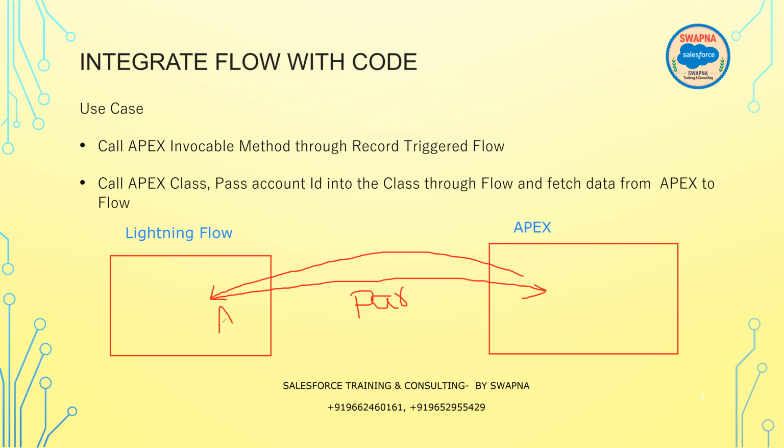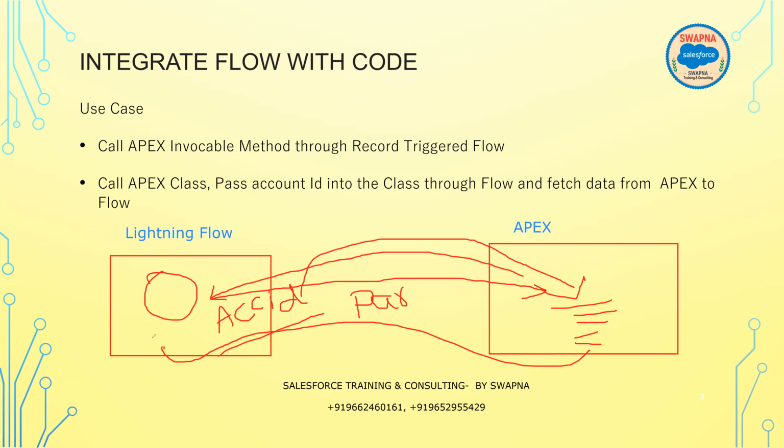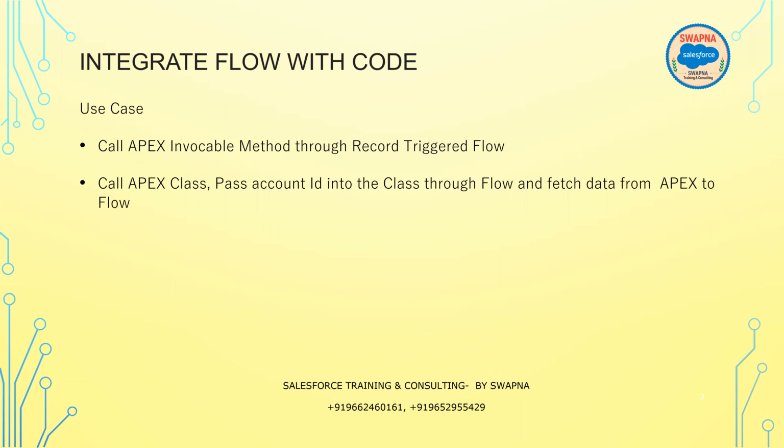For example, account ID. Whenever I'm calling the Apex in the Lightning flow, pass this account ID to the Apex so that Apex will do the business logic, and finally it will return the output to the Lightning flow. Now let's go ahead and see this example, how to call it.